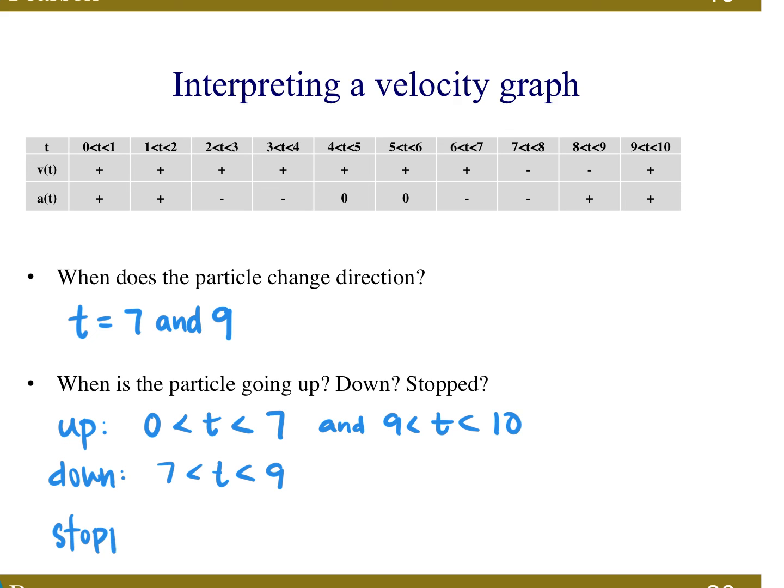Nick, when are we going to presume that it's stopped? Instantaneously, just for a fraction of a moment. 7 and 9. Because? How can you infer that? The velocity is switching signs there.